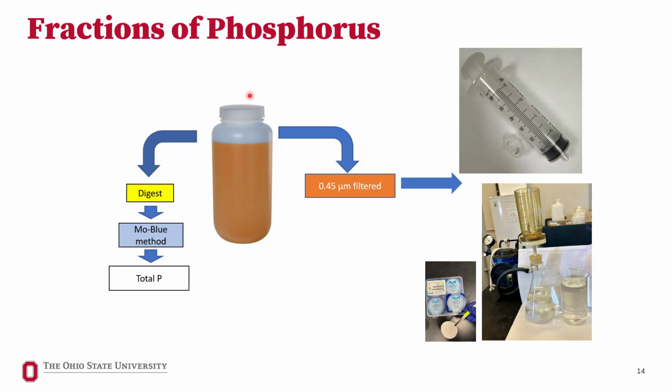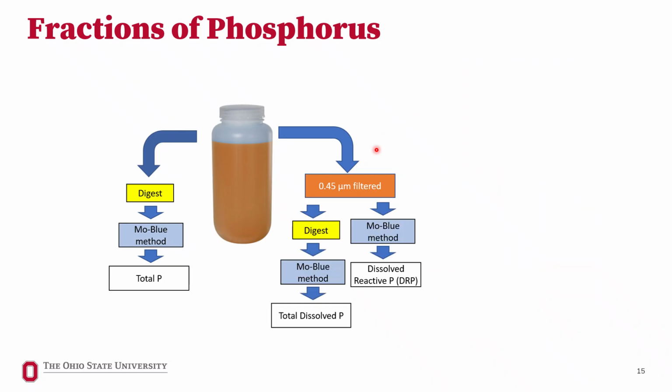Next, we can filter the whole water sample using a filter with a pore size of 0.45 micrometers. There are a few different ways that we filter water for this course, including a syringe or using a vacuum pump with a filter flask. The filtered water can be analyzed with the molybdate blue method, which will allow us to study dissolved reactive phosphorus. Or the filtered water can be digested and then analyzed, which will give us total dissolved phosphorus.